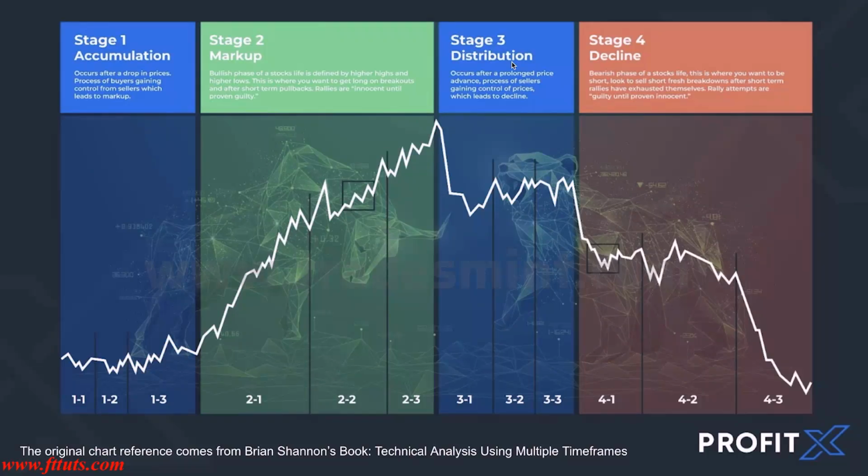Stage 3 is the distribution stage. It occurs after the uptrend where the sellers start to gain control of the market. Those that were holding these long-term buy positions start to sell off their positions in order to make profits from the stocks or the contracts that they accumulated as the price was moving up. So in the distribution, we'll see some declining movement, but we'll see a lot of ranging movement here.